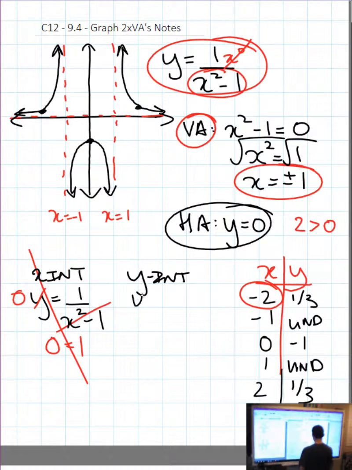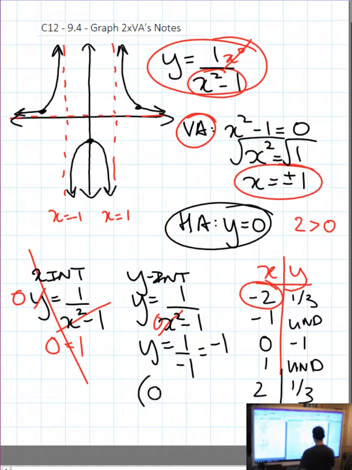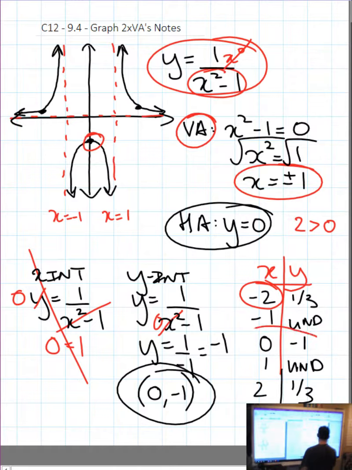So let's go for y equals the same function, 1 over x squared minus 1. And for y-intercepts, I know that x is 0. And 0 squared is just 0. Therefore, y equals 1 over -1, which is just -1, which means our y-intercept is (0, -1), which we already got from the graph and the table of values. So lots of different ways to graph these things.